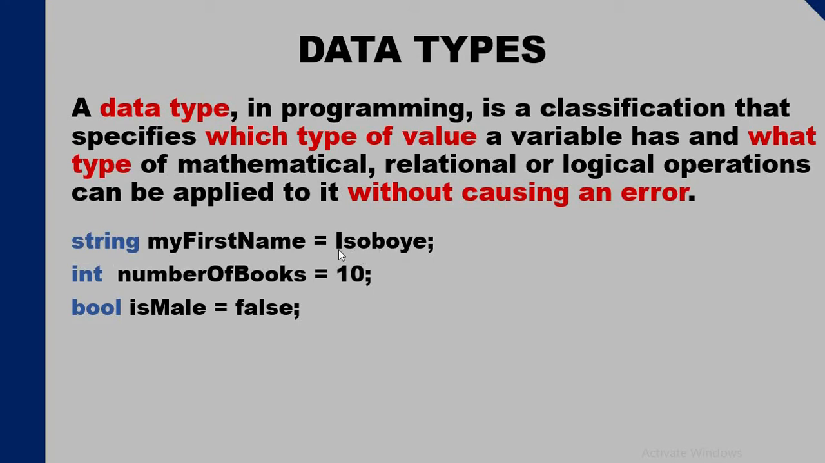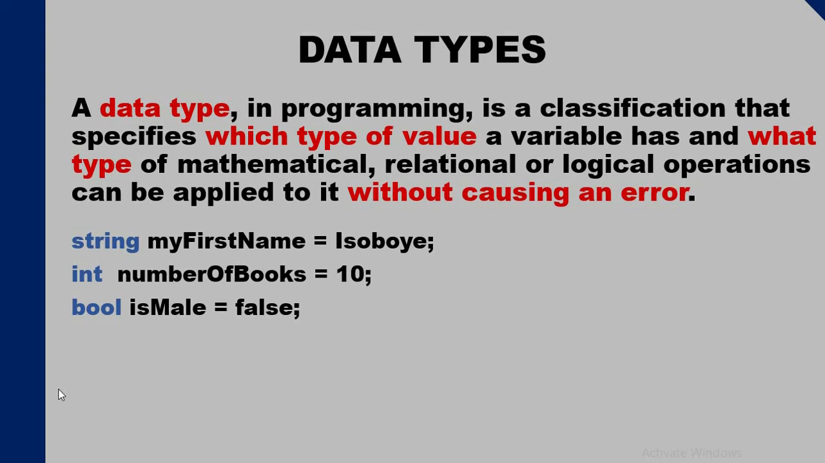That's why you have Isoboye text being stored there. Then int, which represents the integer, also specifies that the data type that should be stored in this number of books should be a whole number. So we have 10 here. Then coming to the bool data type, which is the Boolean data type, it says the data stored in this is male should be either false or true, because for Boolean types, we have only two values, either false or true.